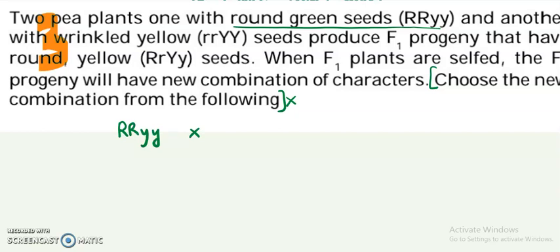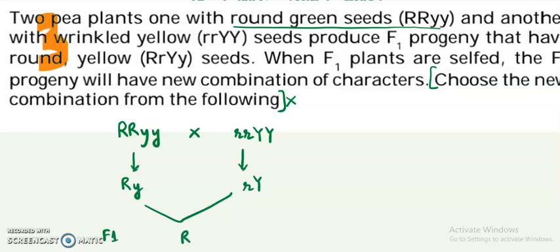The genotype of one parent is capital R, small y, and of the other is small r, capital Y. So the gametes here would be capital R, small y, and here small r, capital Y. The F1 progeny will have the genotype capital R, small r, capital Y, small y. Now they are saying that the F1 generation is selfed. Selfed means the F1 will be crossed with the F1.